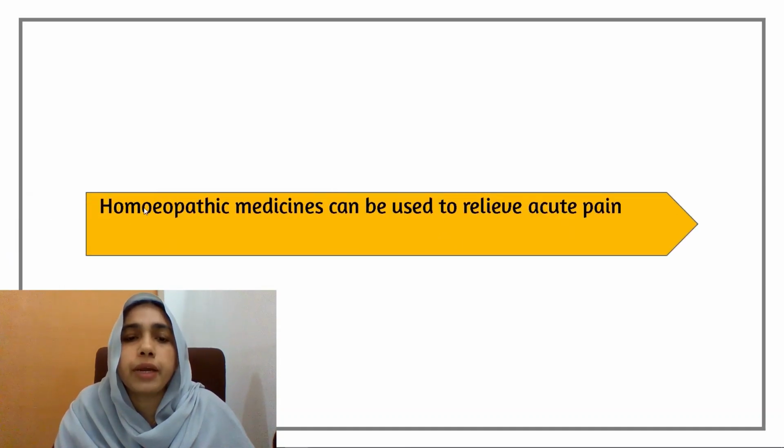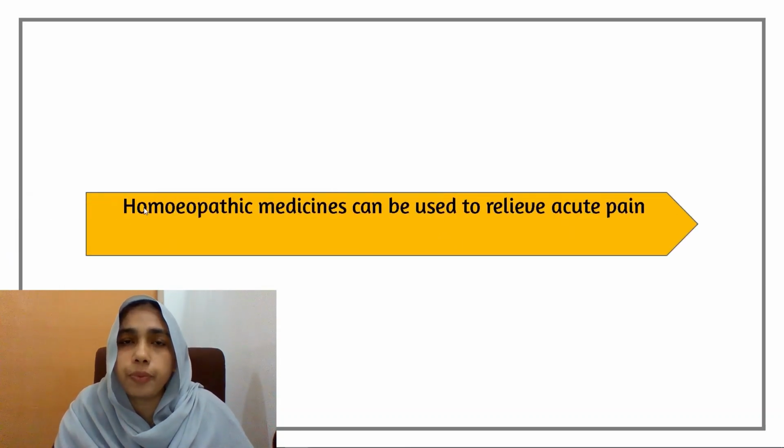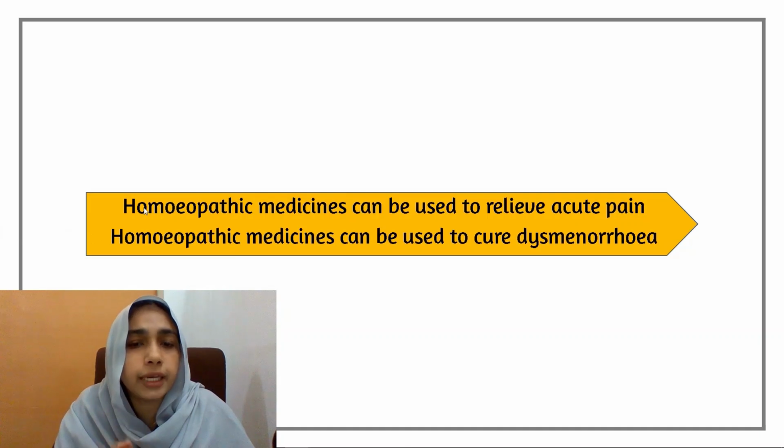So, homeopathic medicines can be used to relieve acute pain. For that, you can use acute remedies. In this video, I'll be talking about 6 remedies. Homeopathic medicines can be used to cure dysmenorrhea completely. For that, you will have to follow up with polycrest, following a detailed case taking. So let me move on to the 6 remedies I'm going to talk about today.